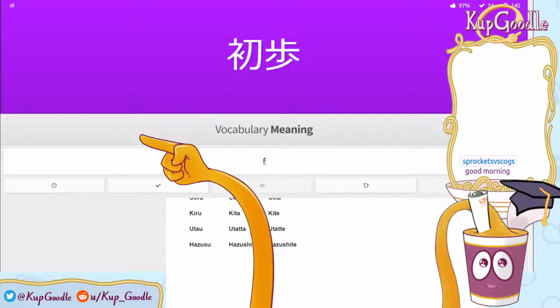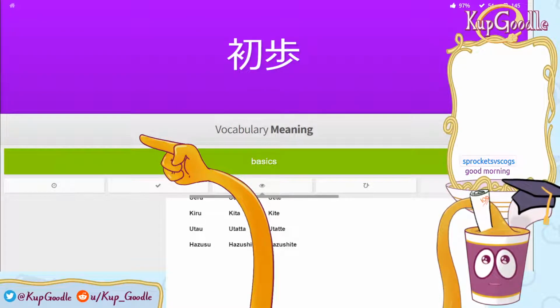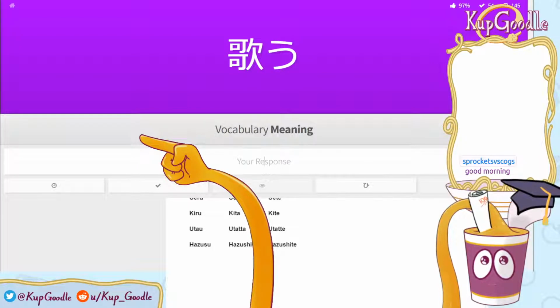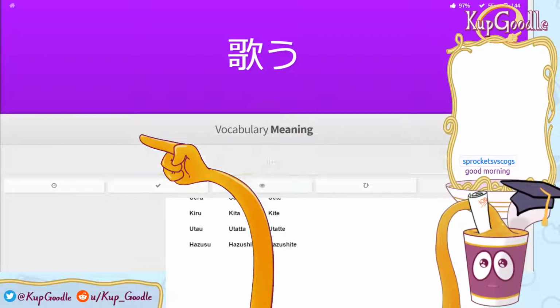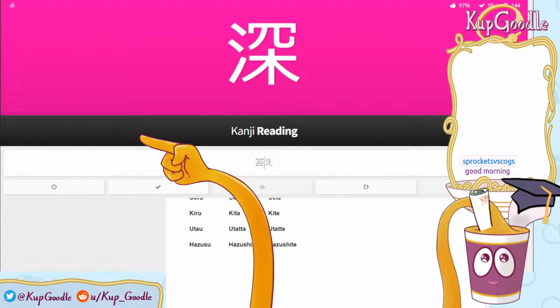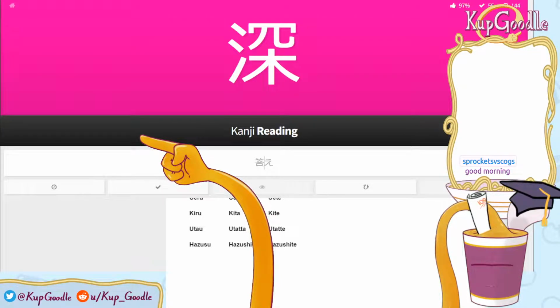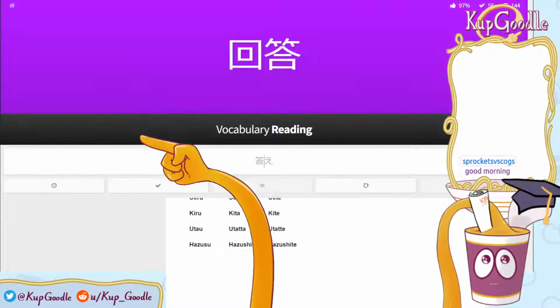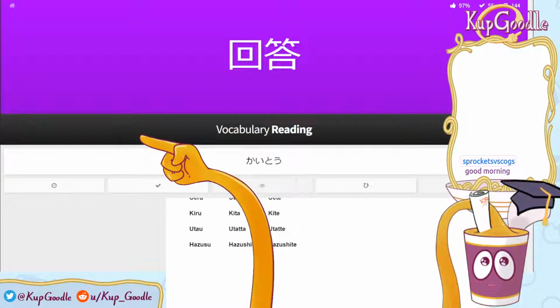First step, and that's the basics. The basics are the first steps of something. The basics. To sing. Deep. Shin. Kaito is an answer or reply. Remember shooting your toes. Kaito.